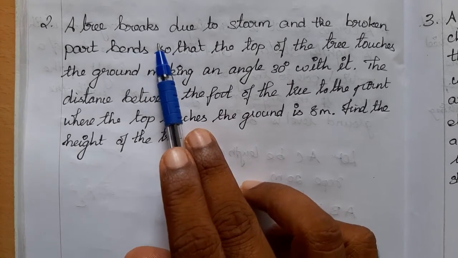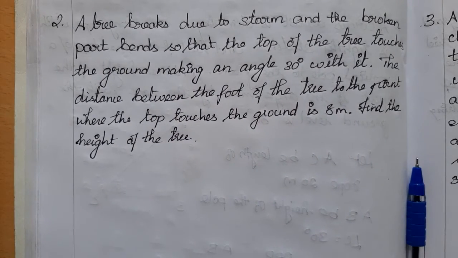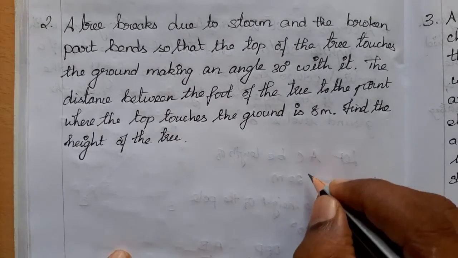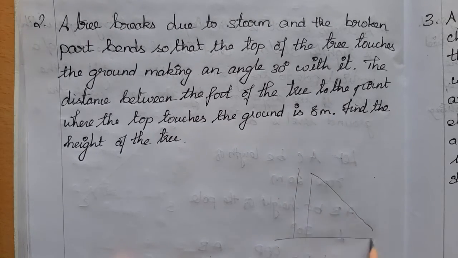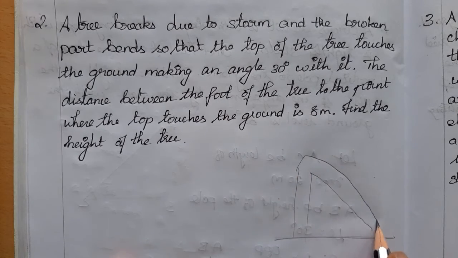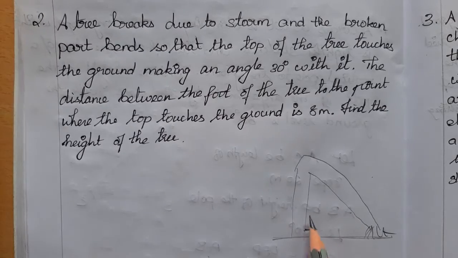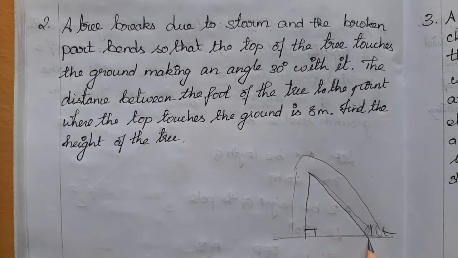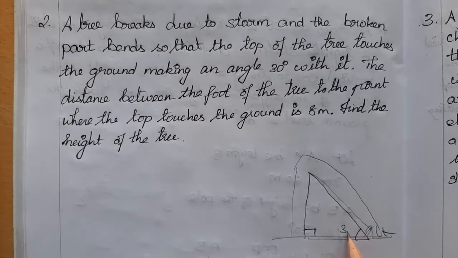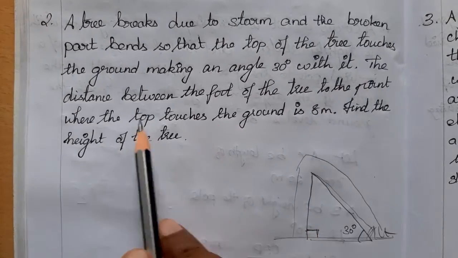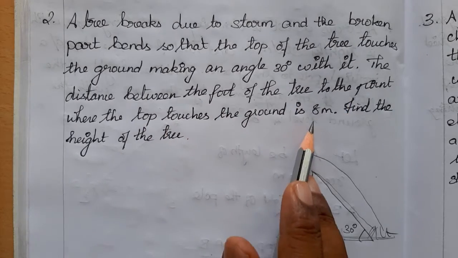A tree breaks due to a storm and the broken part bends so that the top of the tree touches the ground, making an angle of 30 degrees. So one full tree is there. Due to the storm it broke and touches the ground. Let it be the ground. It touches the ground like this. You can see the tree is always at 90 degrees and this forms a right triangle. Clear? And it forms a 30 degree angle with the ground. The distance between the foot of the tree and the point where the top touches the ground is 80 meters.